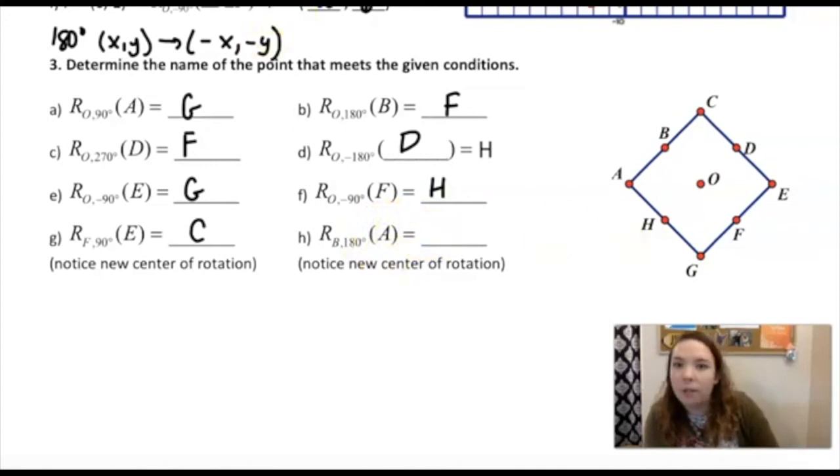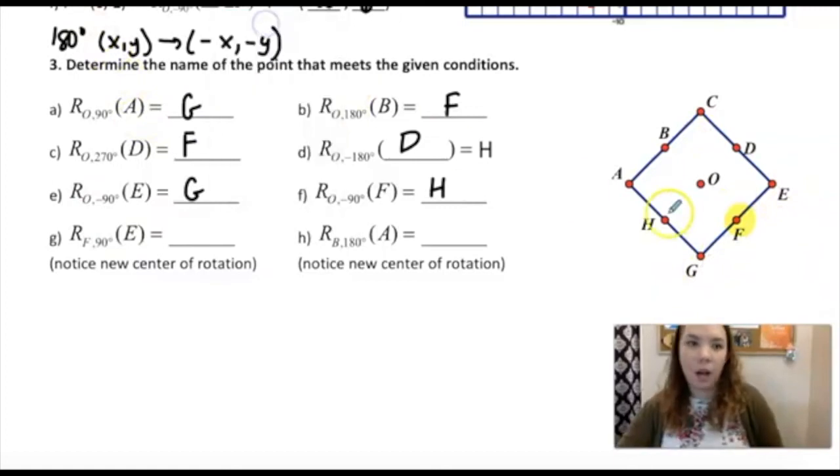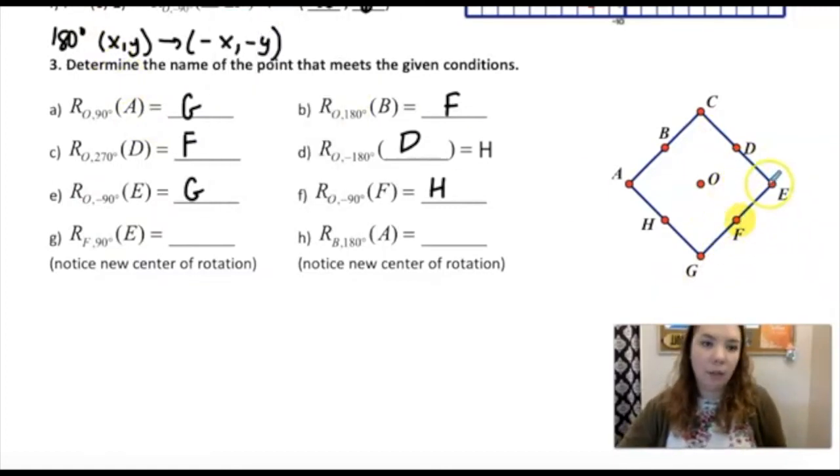oh, I made a mistake over here. Just this last one. Right where it says notice new center rotation, we need to fix that. So this time we're going around point F. And we're going 90 degrees clockwise for E. Or 90 degrees counterclockwise, excuse me. So if we're rotating around F, E would actually land on O. And here we're rotating around point B. So I'm going to erase my markings here. So we're going around B and we're rotating A 180. So A would land on C.